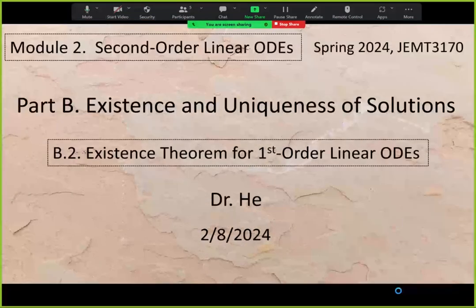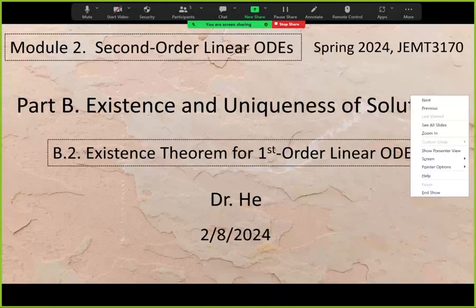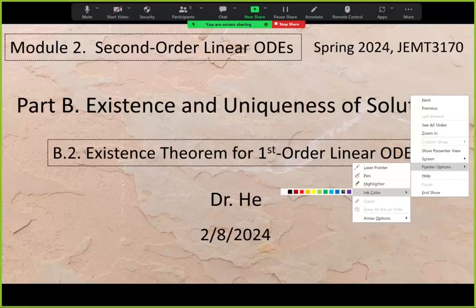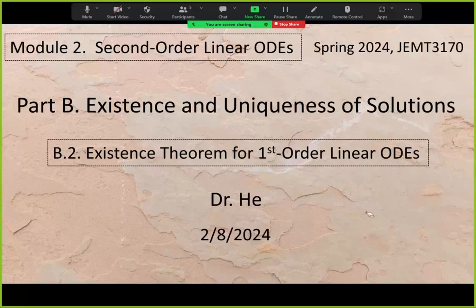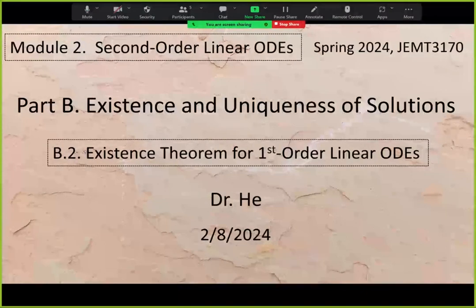All right, so let's start. The topic is the existence theorem. Look at the title of our part B, existence and uniqueness of solutions. So this is a theory part. Most of our content is problem solving and computation, but this theorem is very important, so I have to talk about the existence and uniqueness problem.